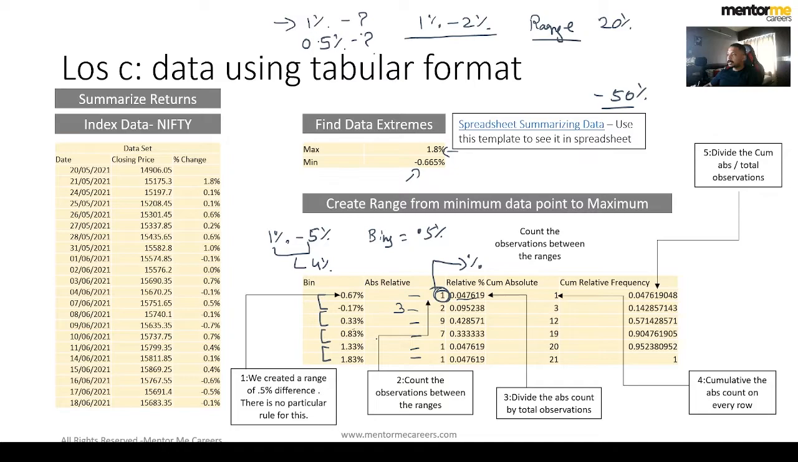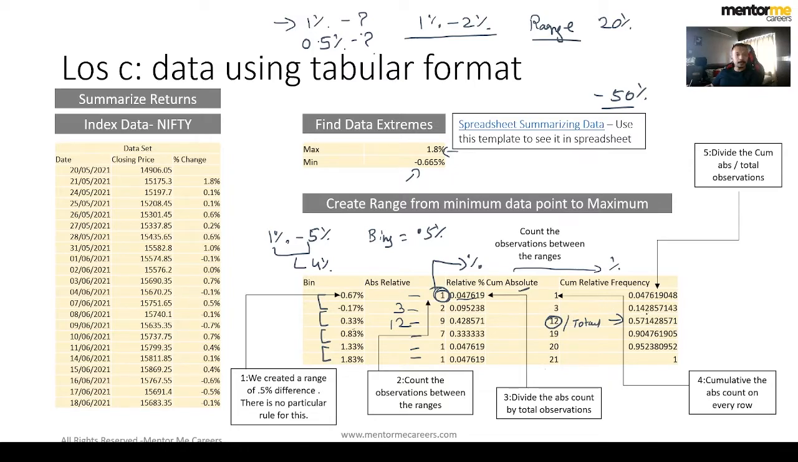Then you might ask how many observations have happened till 0.33. So you'll just add 3 to 9 and that should give you 12. So that is nothing but cumulative absolute frequency. Now, if you try to convert this into a percentage value, the 12, the cumulative frequency, is divided by the total observations, which is 21. So that would give you the cumulative relative frequency.